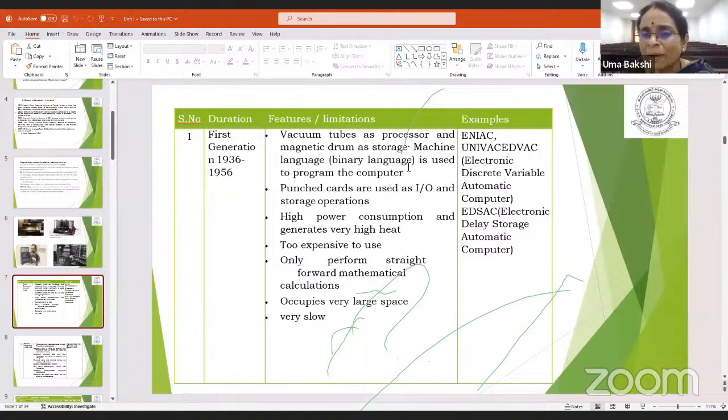So machine language, that is binary language. Binary language, 0 1 0 1 like that, something like 1 1 1 0 0 0 1. We call it a binary system. So punch cards, high power consumption. They used to consume very high power and generate a lot of heat. Those were the very old computers produced in 1936. Then they worked on ENIAC, the electronic numerical integrator and computer. These full forms you can learn.